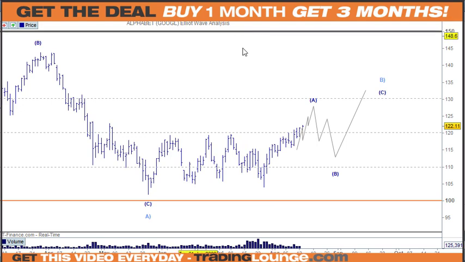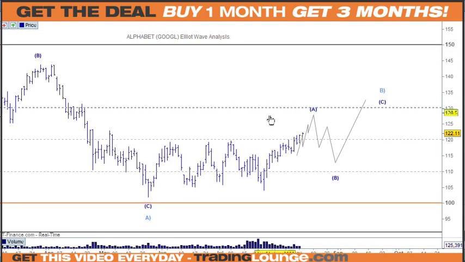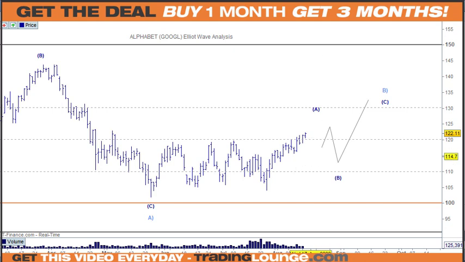Alrighty, Alphabet, as you know, I haven't really been paying much attention to it, but I have known the pathway, so we're still going to be moving a little bit higher here. We could probably get the Wednesday high or something around the 125 area here, and then pull down at that point.